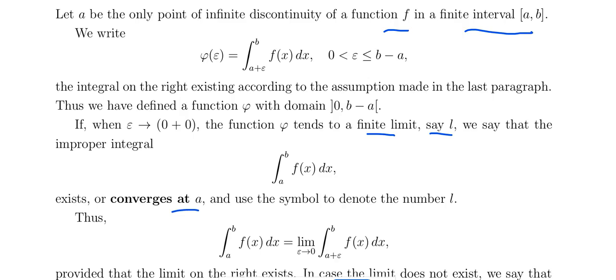So that is called the integral a to b f of x dx equal to limit epsilon tends to 0, integral a plus epsilon to b f of x dx. So that means it converges at the right end point.